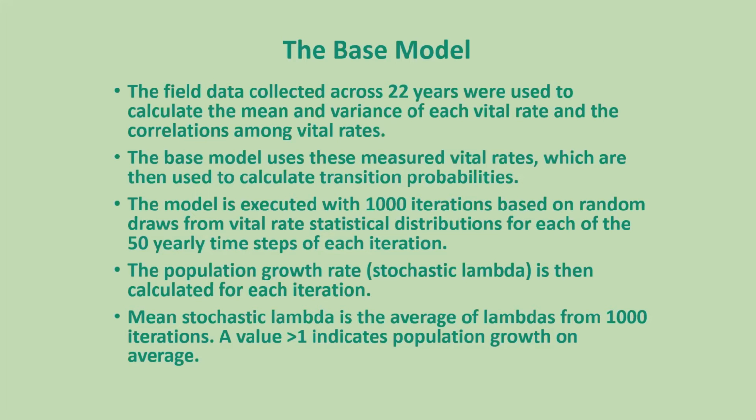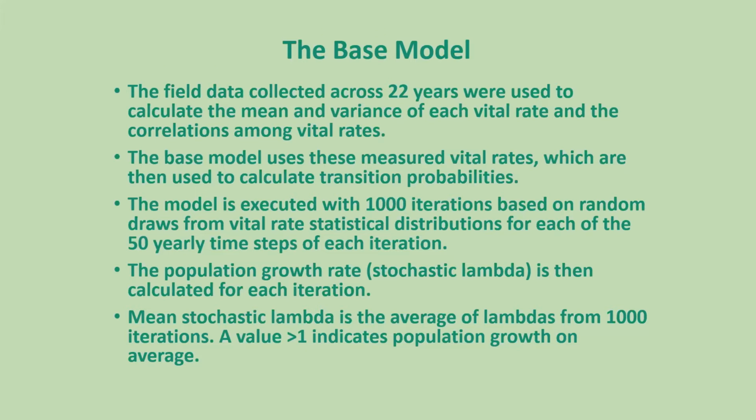Okay, I'm not going to explain this and you're not going to understand it, but the model is executed for 1,000 iterations based on random draws from the vital rate statistical distributions, and it's run for 50 years. So it pretends like it knows what the weather's going to be each year for 50 years by drawing from these vital rate statistical distributions. And then it calculates from that data the population growth rate for each iteration. So it's estimated 1,000 population growth rates, and then it takes the average of those to give you a mean stochastic lambda or population growth rate.